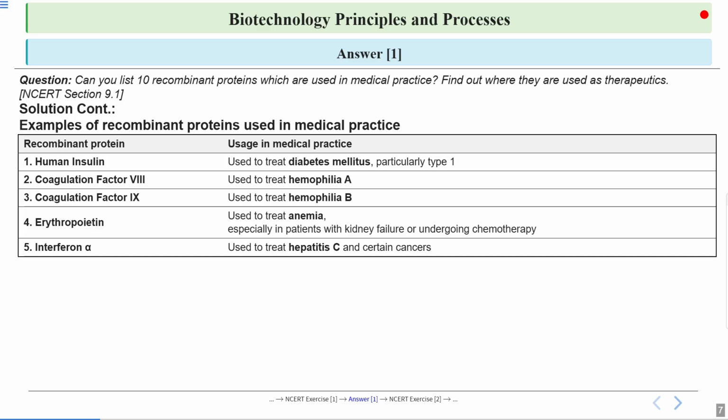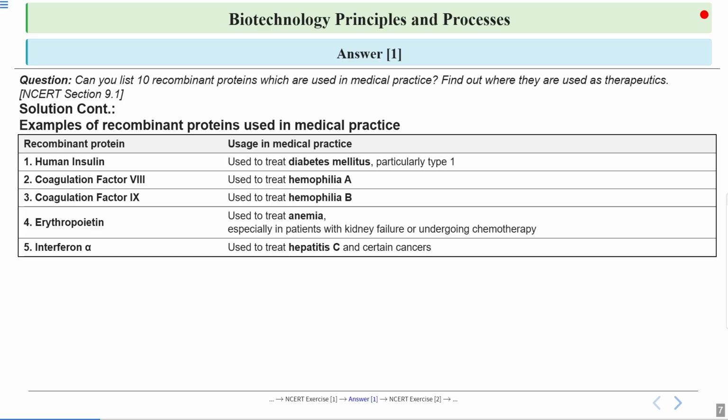Erythropoietin is also made nowadays with the help of recombinant DNA technology, and it is used to treat anemia, especially in patients with kidney failure and those undergoing chemotherapy. So these are some of the very important recombinant proteins that are used in medical practice.